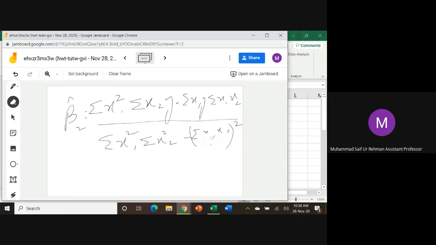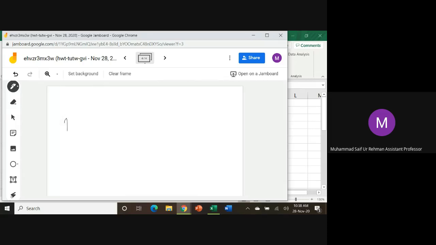So you can see this is a big formula as compared to the previous formula that we had in case of beta 1. If you recall, the formula for beta 1 is very simple: summation x1 minus x bar multiplied by y minus y bar.